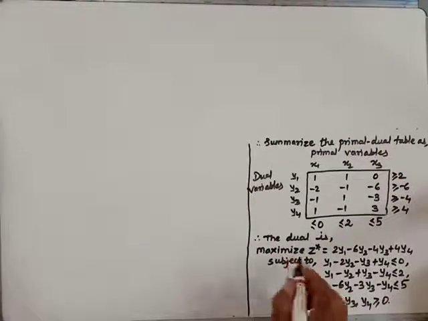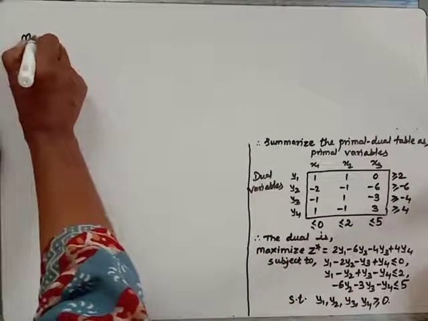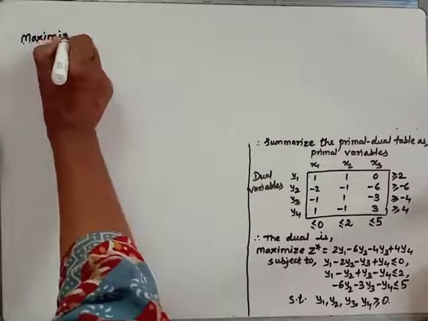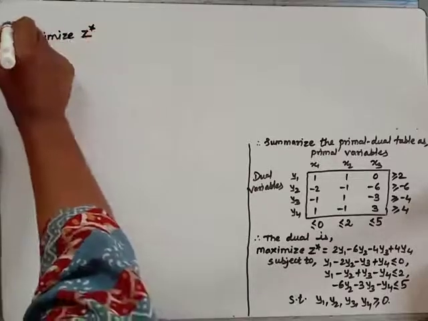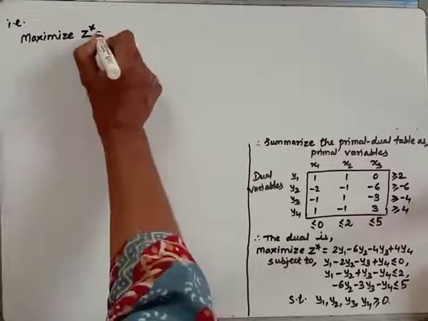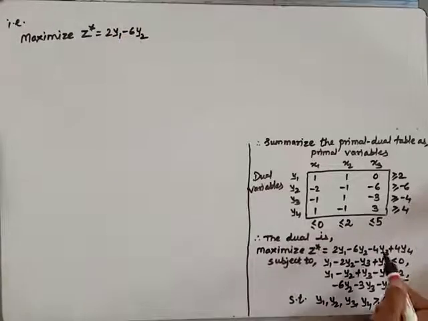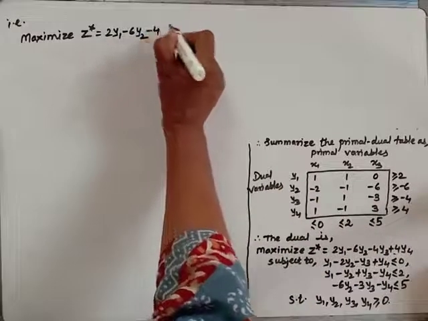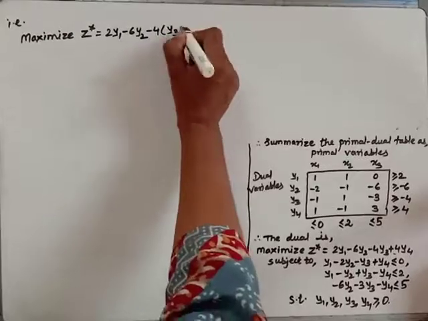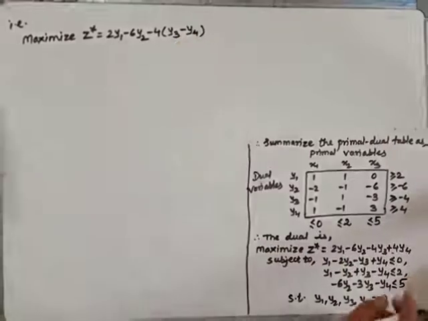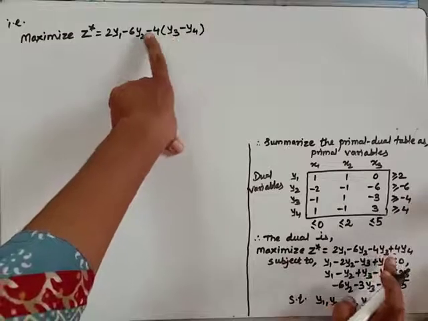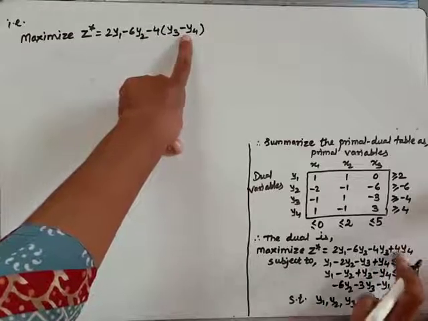Let me write: maximize z star equal to 2y1 minus 6y2. Now we can take minus 4 common here. So minus 4 common, what will it be? y3 minus y4. Look at it carefully: minus 4y3, and minus minus becomes plus 4y4.